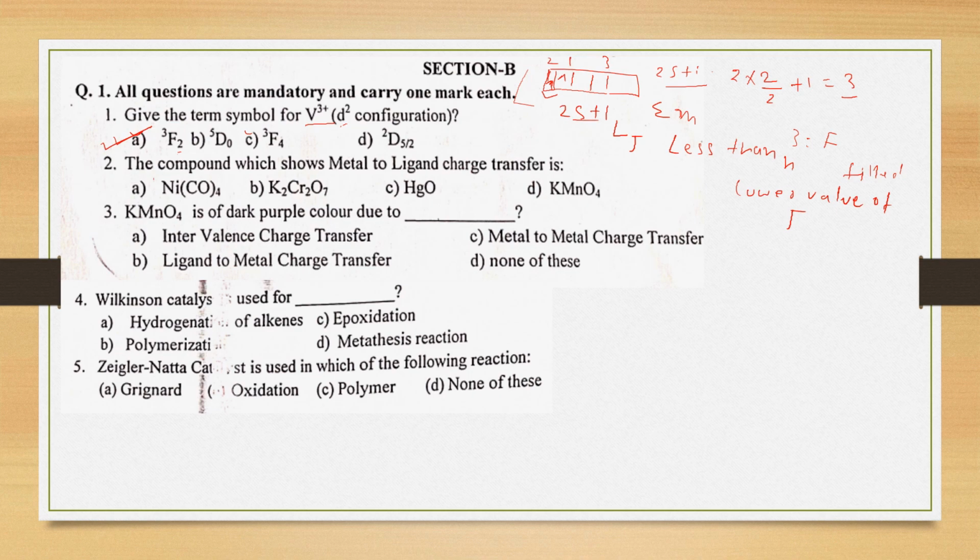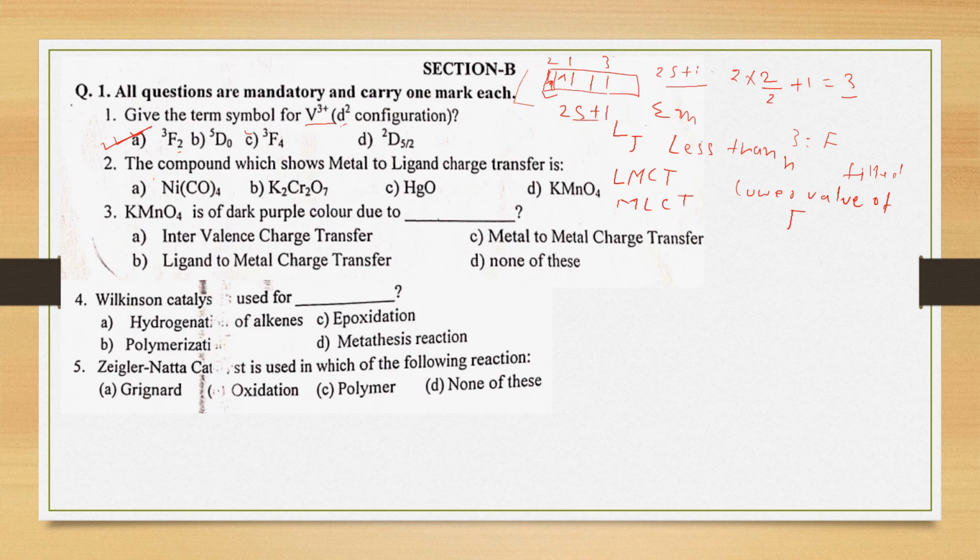Second question, the compound which shows metal to ligand charge transfer. Okay, there are three kinds of charge transfers. The first is ligand to metal charge transfer, LMCT. Second one is metal to ligand charge transfer. Generally these are the two, right? So ligand to metal means the ligand is transferring charge to the metal, and metal to ligand means the metal is transferring charge to the ligand. In case of LMCT, generally oxides show LMCT, ligand to metal charge transfer.